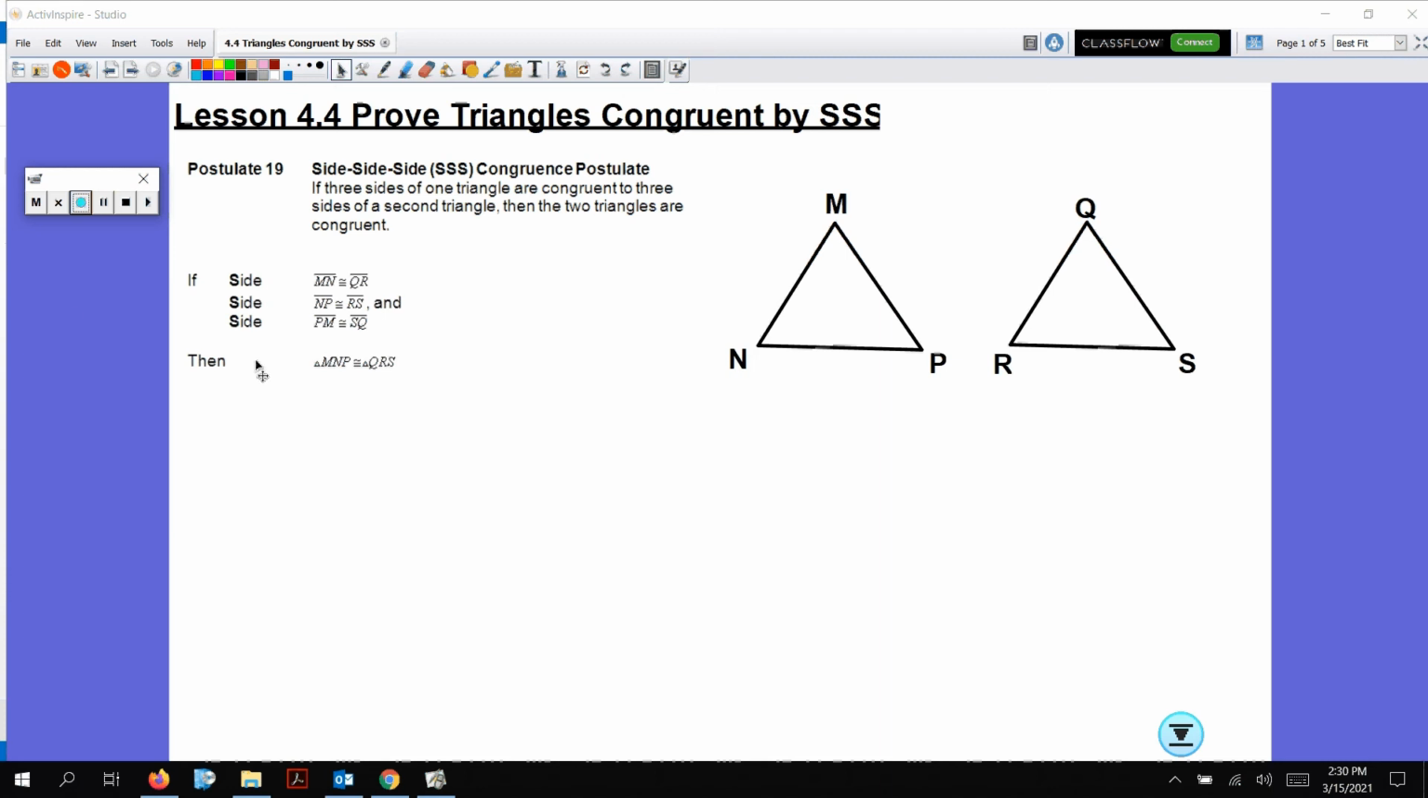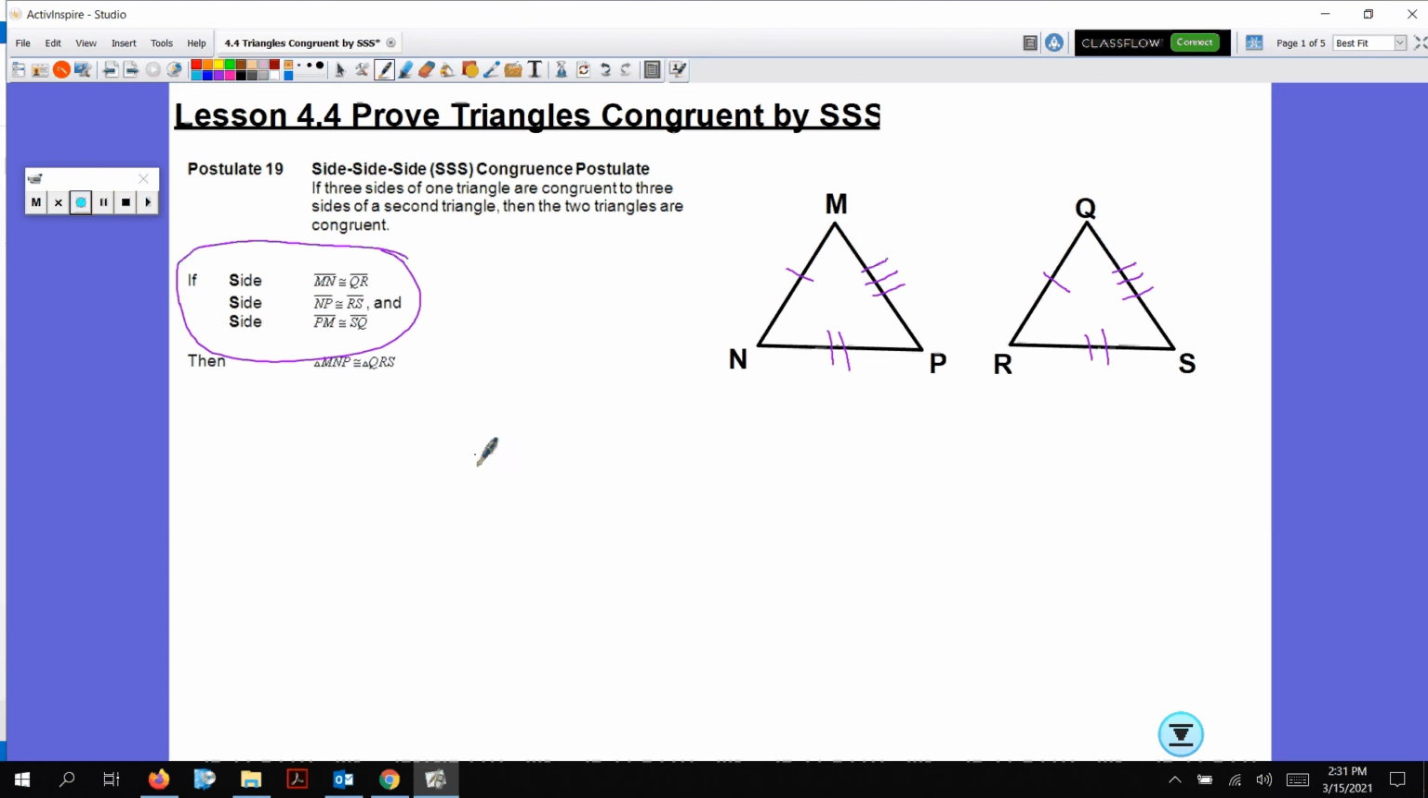So if we use the situation here, it says if MN is congruent to QR, I'm going to give them one hash mark, okay? And then it says segment NP is congruent to RS. So for NP, I'm just going to put two hash marks. They're congruent to each other. And the last segment, PM, is congruent to SQ. I'm going to give that one 3 hash marks. Okay, so now all three sides of one triangle are congruent to three sides of another triangle.